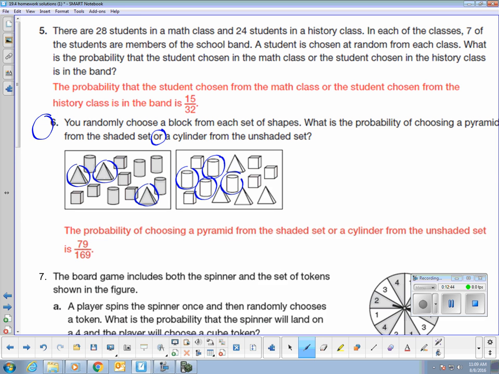So using our OR rule, the probability of getting a pyramid is 3 out of 2, 4, 6, 8, 10, 12, 13. Plus, the probability of getting a cylinder is 4 out of 2, 4, 6, 8, 10, 12, 13. Minus the probability of the first event and then the second event.